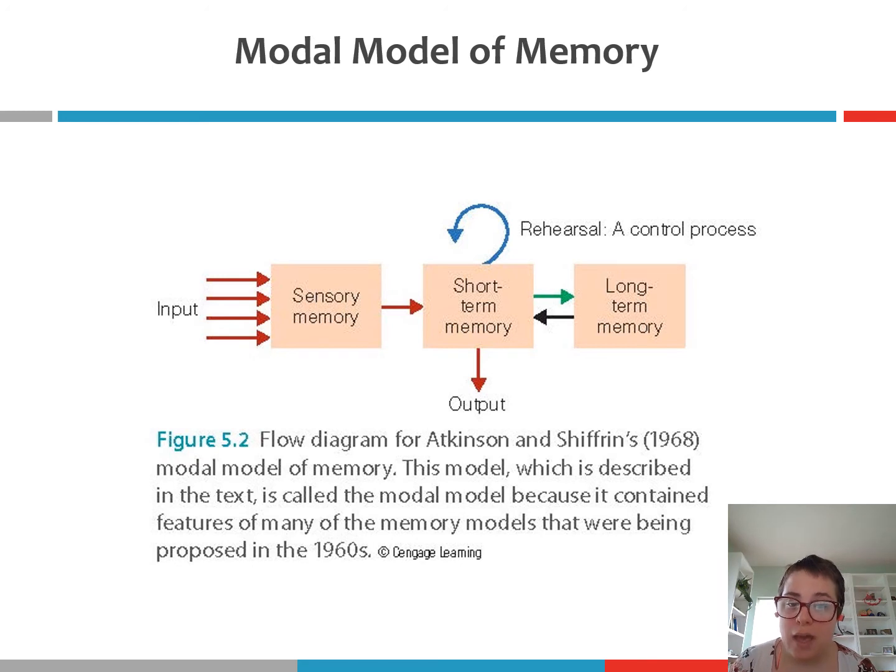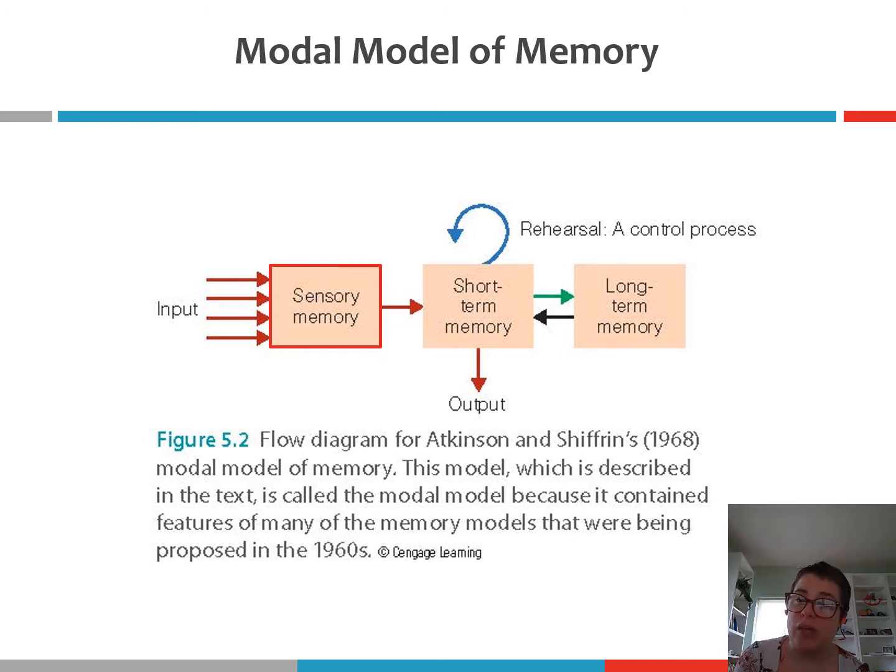Okay. So again, this should look familiar to most of you, but it was proposed by the researchers Atkinson and Shiffrin in 1968. And basically it posits that there are three different memory stores. So first we have sensory memory. So sensory memory is going to store all of the information that's acquired through the senses.